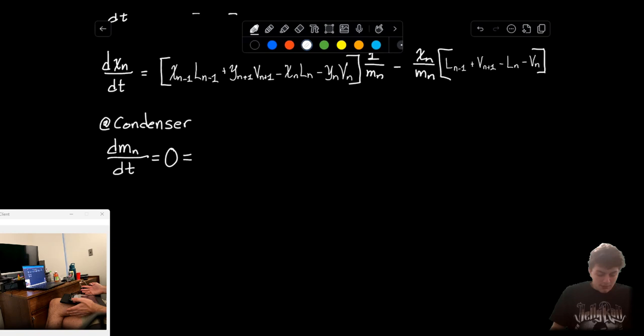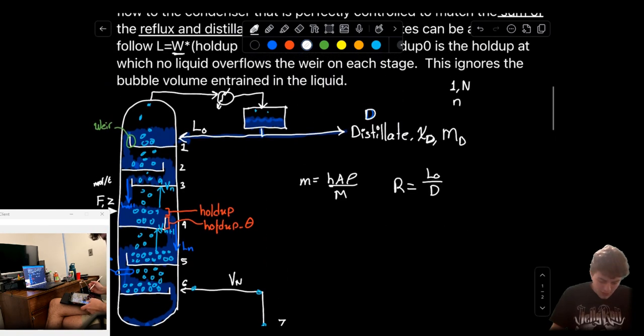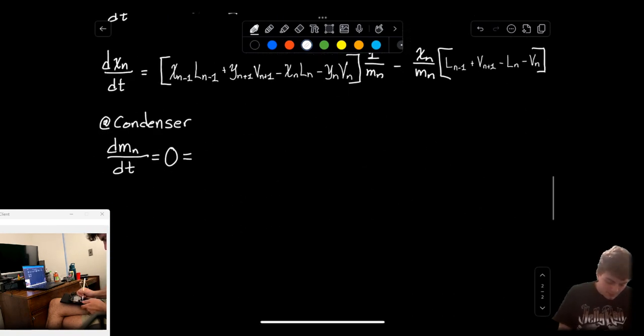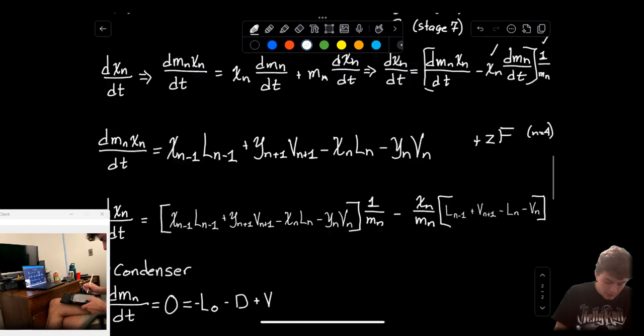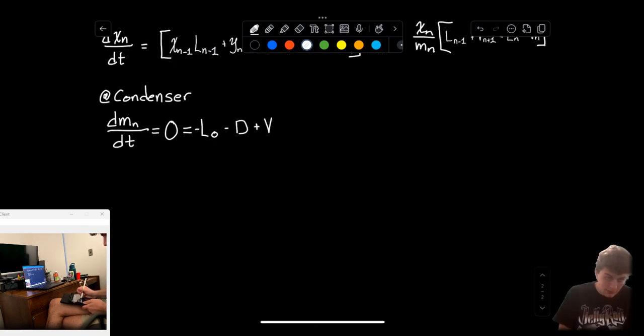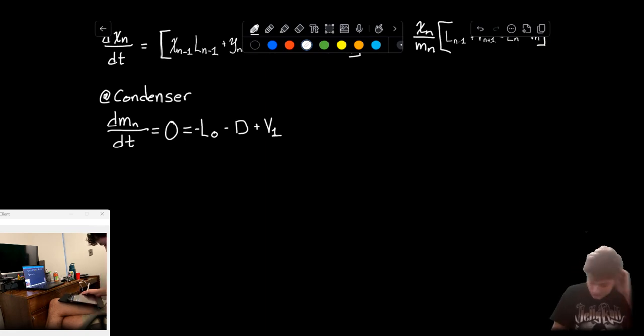Now, what's entering and leaving this tray? Well, we have L naught leaving, so that should be negative. We also have our distillate leaving, and we're adding our V of stage 1. And so that there will be our condenser molar holdup change.